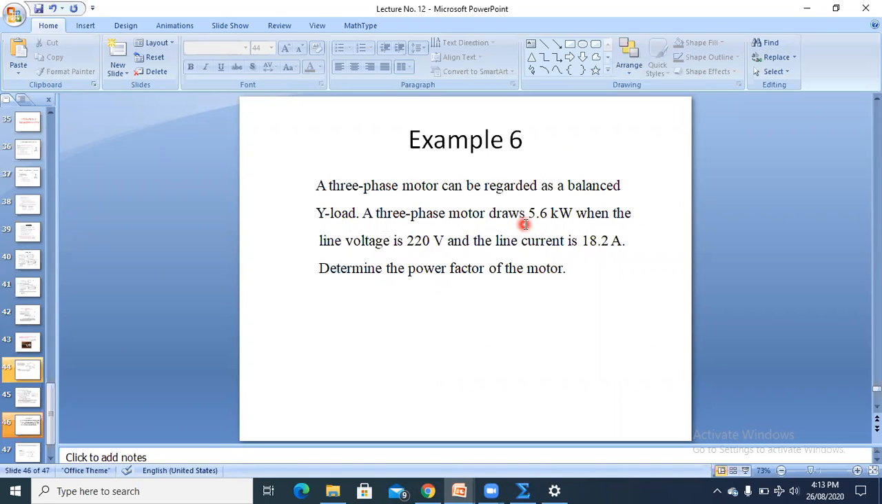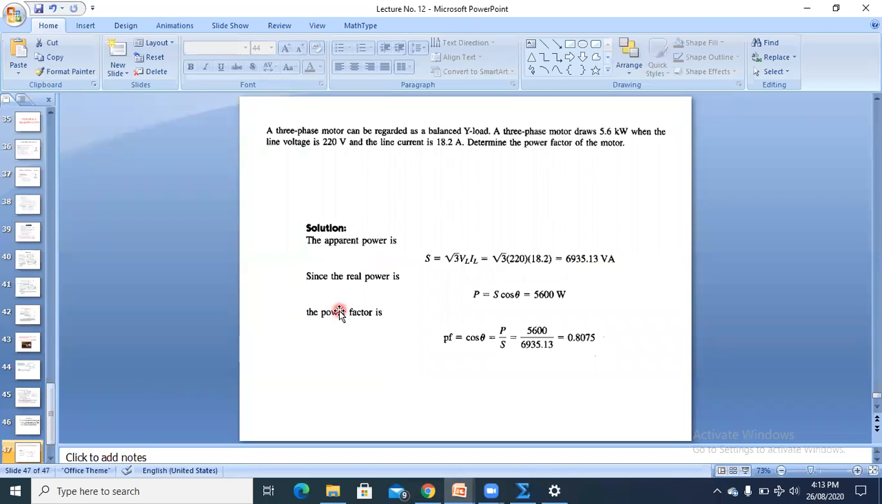So we know the relationship in terms of line voltage and line current. So the apparent power is root 3 V line I line. So we will find the apparent power. And from this apparent power, we calculate the real power of the network. And we divide this real power by this apparent power to calculate the power factor of the network.